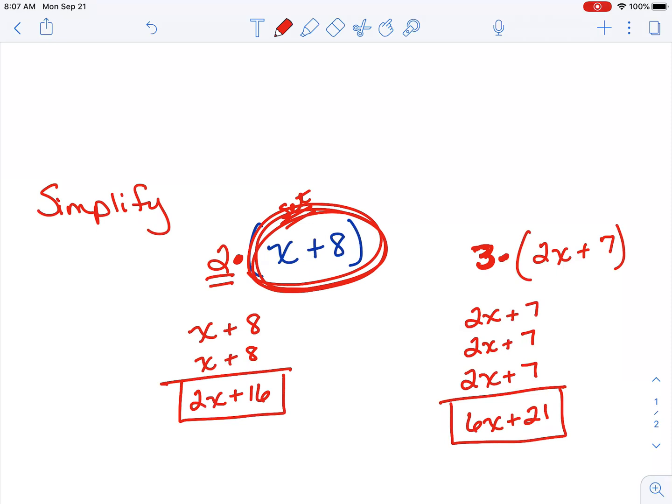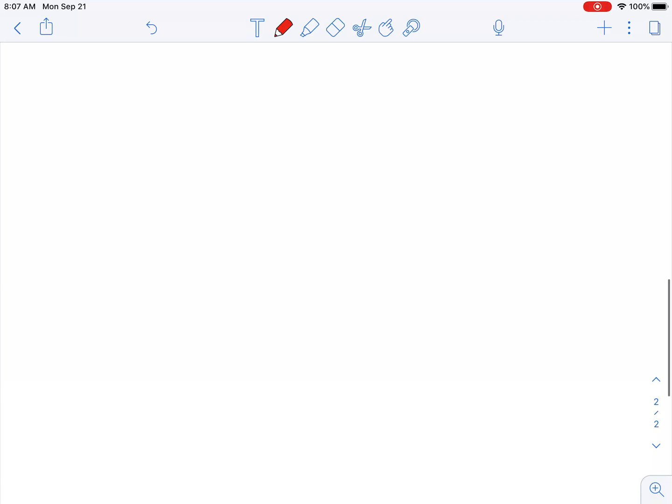Now, this is all fine when it's just 2 sets of something or 3 sets, but what if I changed this and I said I wanted 21 sets of that? Do you really want to write 2x plus 7, 2x plus 7, 2x plus 7, 21 times? No, you don't. So there is when the distributive property comes in. When you distribute something, you're handing it out. Like if we were in the classroom and I was handing out a worksheet, I would distribute it. I would hand them out.